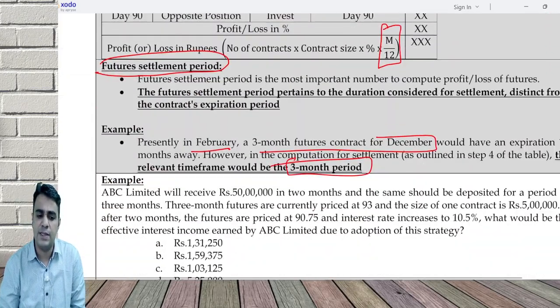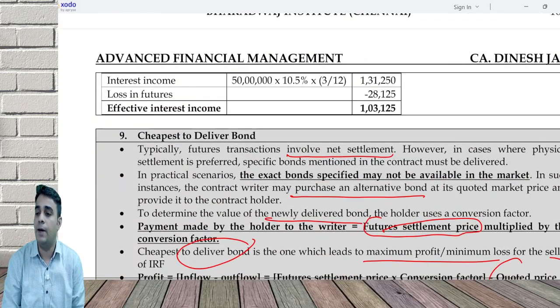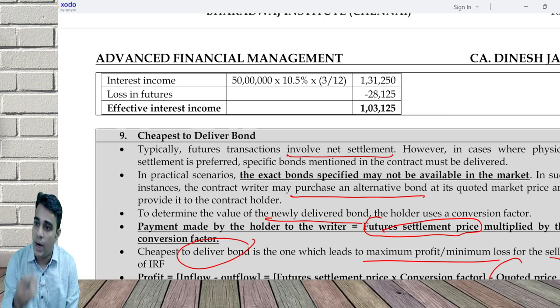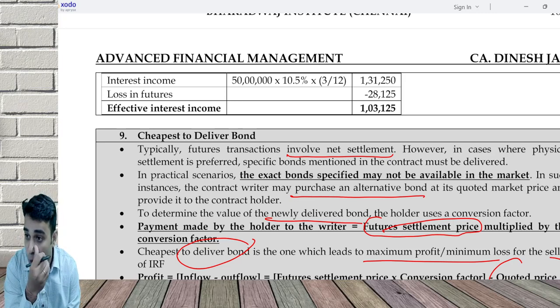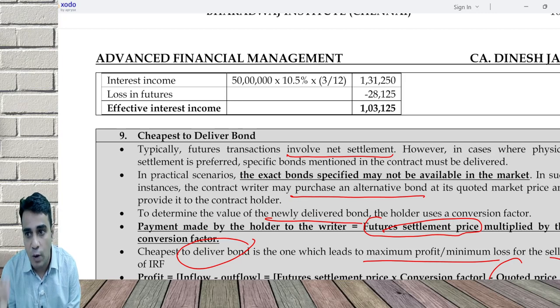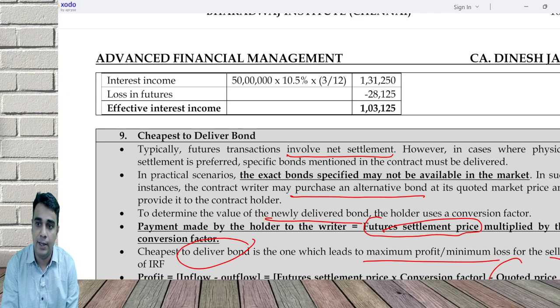Then one allied concept is your cheapest to deliver bond. What is cheapest to deliver? The other party is adamant, saying you give me the bond. So the exchange tells me, I give you 10 options, you choose. So I pick one, buy it and give it to the other person. What will he pay me? Future settlement rate into the conversion factor, that he will give to me. What is my outflow? I buy it in the market. The gap is my profit or loss.